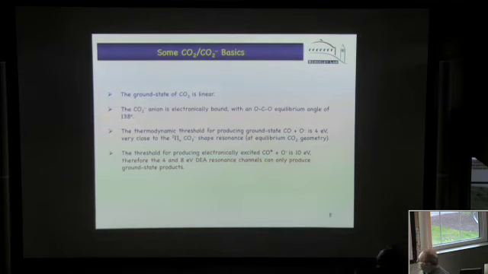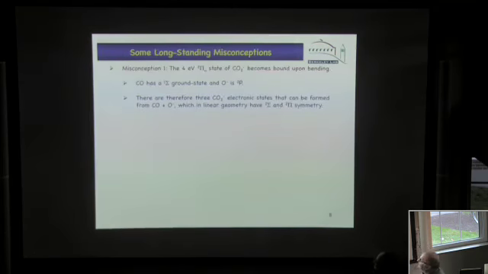Now, the other thing that's important is that the thermodynamic threshold for producing electronically excited CO plus O minus is about 10 volts. And therefore, both of these prominent DEA peaks at 4 and 8 can only produce ground state products. And I'll show you that leads to a paradox. Okay, so I said there were some misconceptions. Let me go through those.